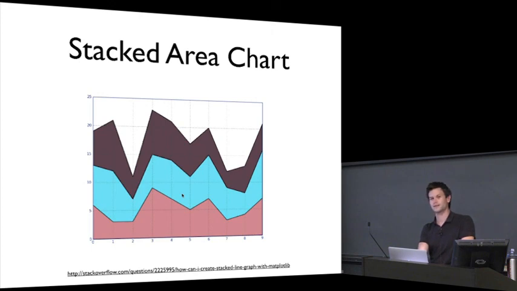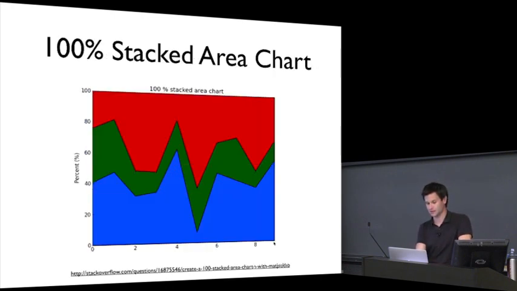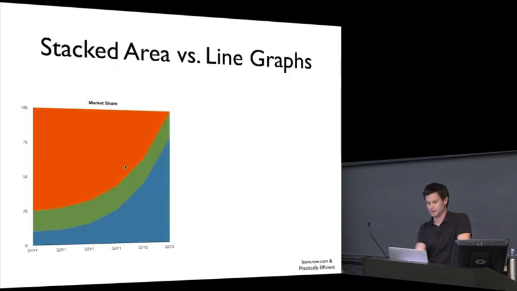Unfortunately, you need quite some code to achieve that in matplotlib, because it's not a standard plot there. But if you click on the link here, you will find the code that actually creates this stacked area chart. You could also do that 100%. The difference is that you always fill it up to 100%. This is called space filling, and this is then the 100% stacked area chart.